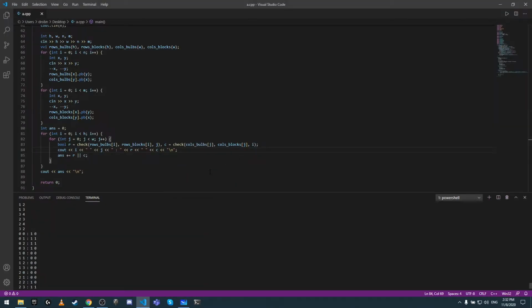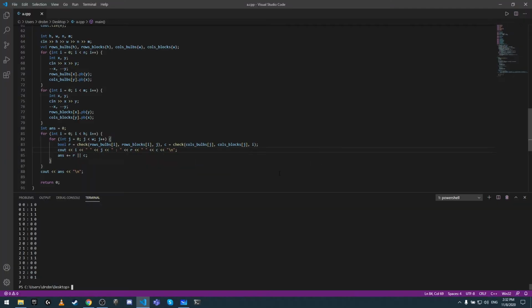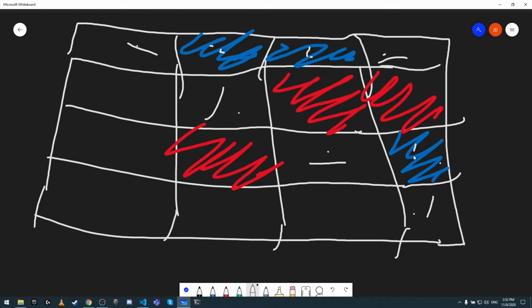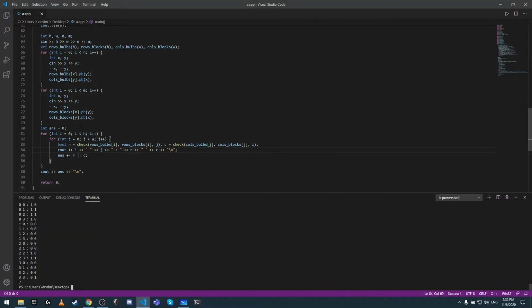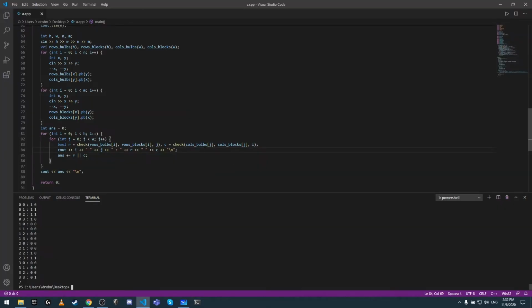Okay, so 0 0, 0 1, 0 2, 0 3. Okay, then it should be this guy. This guy should be emitted. Otherwise it works. 3 3 and 2 2, 3 2, 2 2, 2 3 and 1 2. So only this dude is not emitted, which means that it's 1 1, right? So this is 1 1.